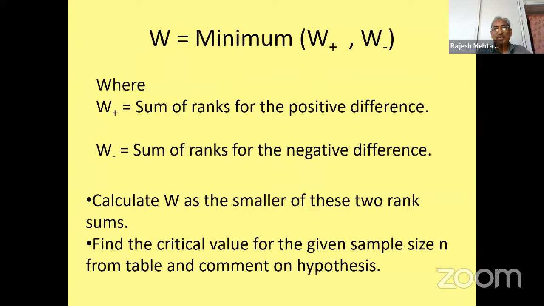W plus means the sum of ranks for positive differences and W minus the sum of ranks for negative differences. Because pain may increase, pain may decrease. Pulse may increase, pulse may decrease. Weight may increase, weight may decrease. Both things will nullify each other. So in this case, positive and negative are considered separately. And then we'll apply whether there's a real difference or not. Calculate W as the smaller of these two rank sums. Whatever is smaller, that total we are considering. Just like in U, where we considered the smaller of UX and UI, the smaller one we considered.